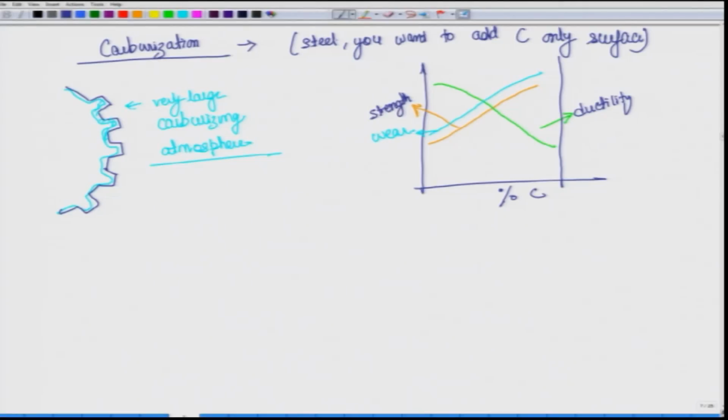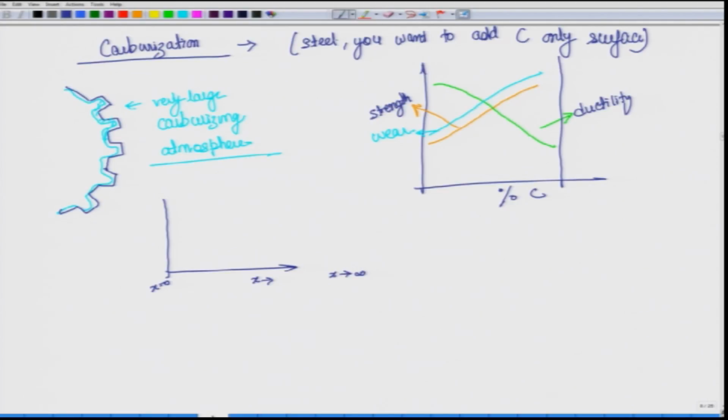Okay, so to make things simpler, we will assume that there is this surface, which we will take as x equal to 0, and this is the distance going through the depth of the gear. So, this is increasing x, and somewhere over here we will have x tending to infinity, because in diffusion, a very large x you can take as x tending to infinity.